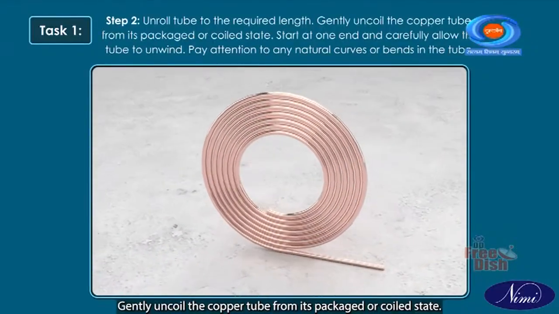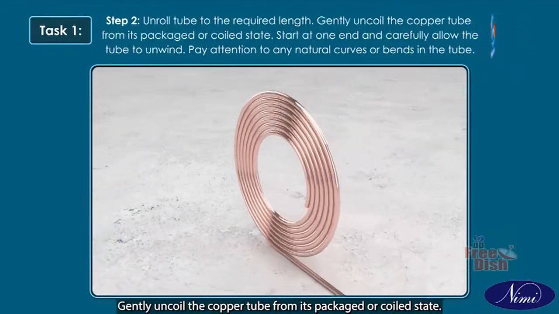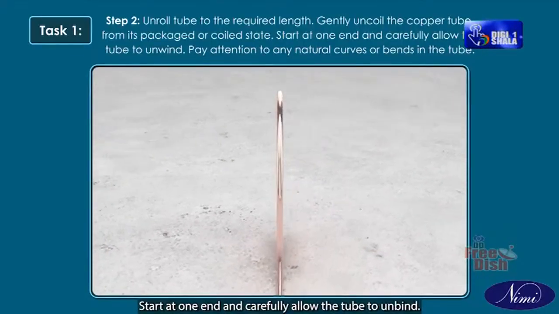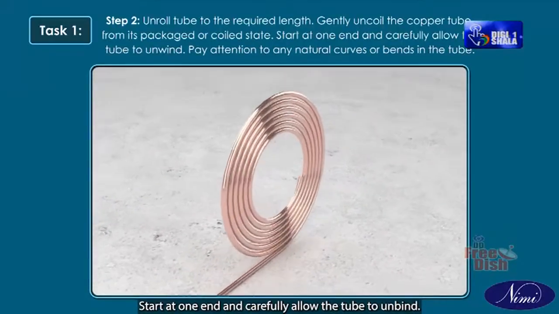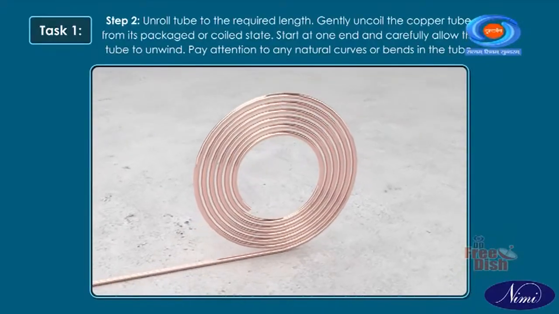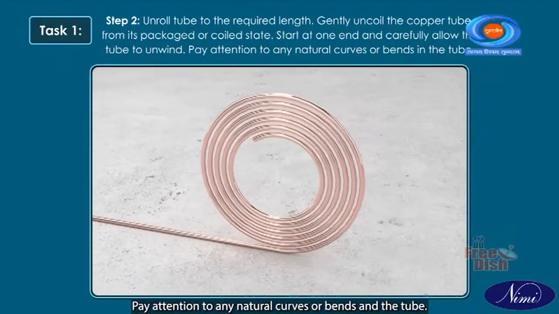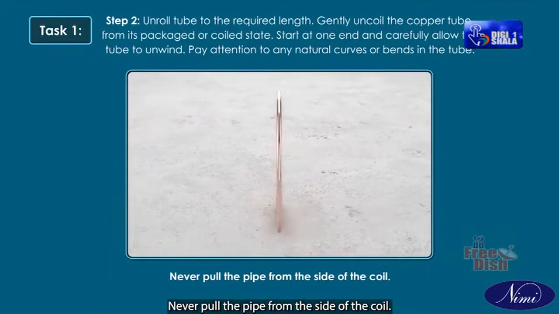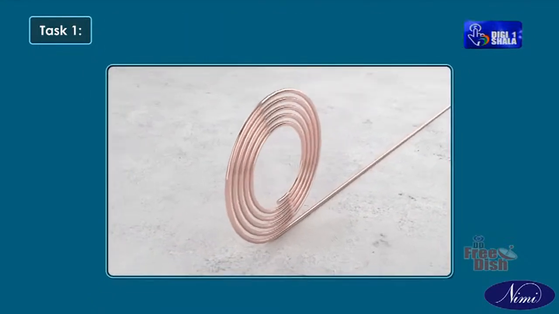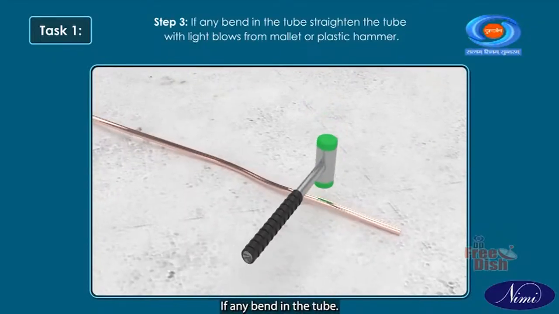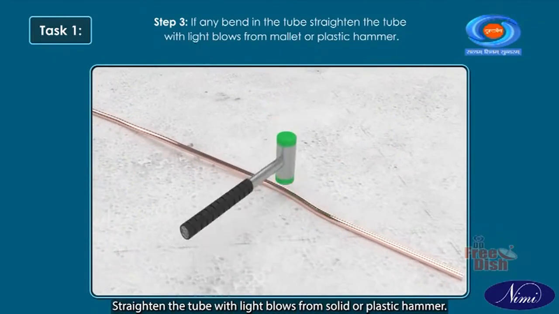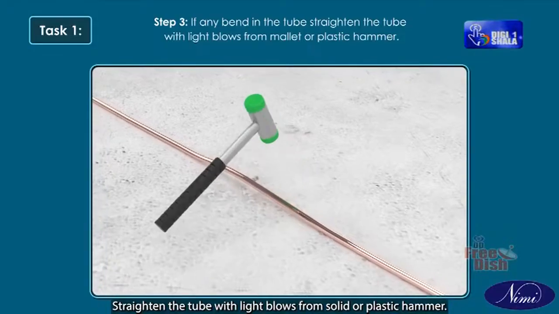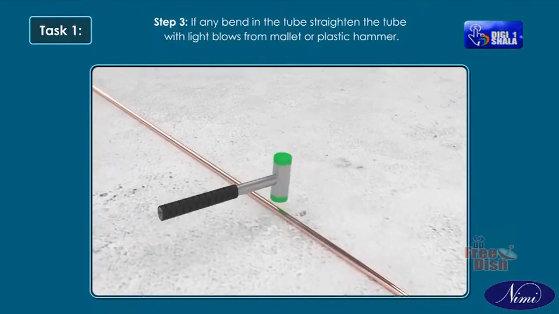Gently uncoil the copper tube from its packaged or coiled state. Start at one end and carefully allow the tube to unwind. Pay attention to any natural curves or bends in the tube. Never pull the pipe from the side of the coil. Step 3. If there is any bend in the tube, straighten the tube with light blows from a mallet or plastic hammer.